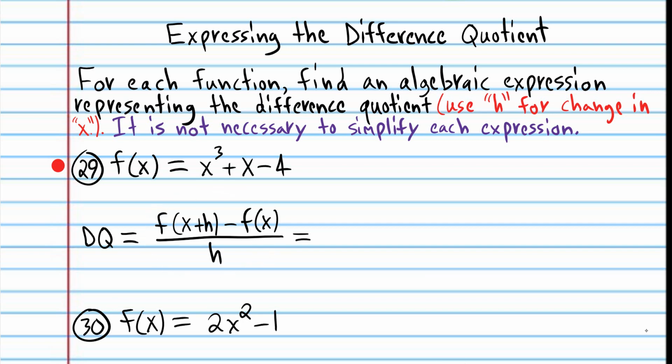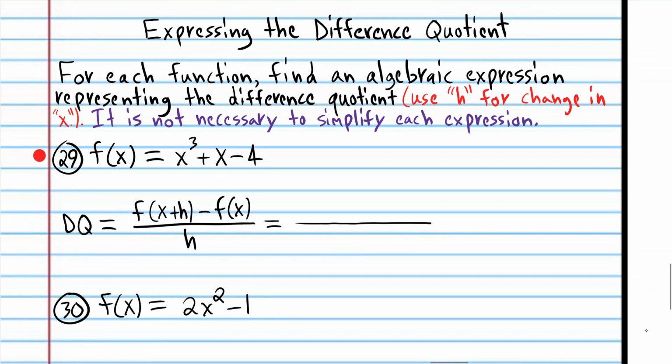Okay, so we just need to find an algebraic expression. Now, here's the procedure. This is the difference quotient. We're looking for an expression representing that difference quotient if f of x is equal to this expression. The denominator does not change. You're just going to rewrite it h. Very important. This expression is just whatever f of x happens to be. So we just copy that in there.